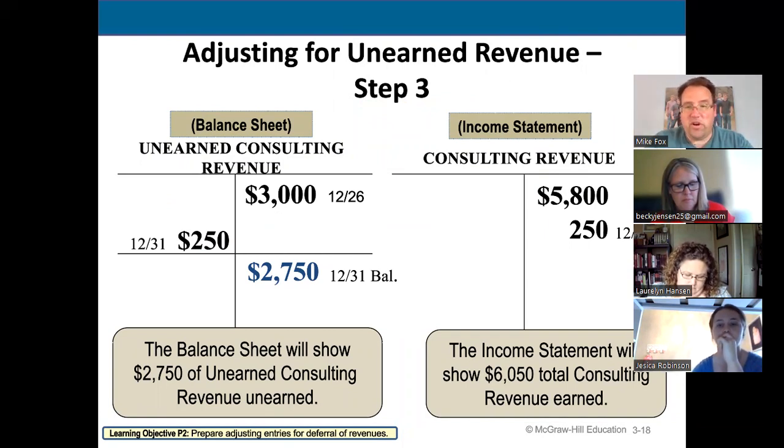Because what we're doing is reducing the amount we owe and showing how much we've earned during this period. Now, during the next month, during January, right? They'll earn a whole month's worth. So that'll be a larger adjustment at the end of January.